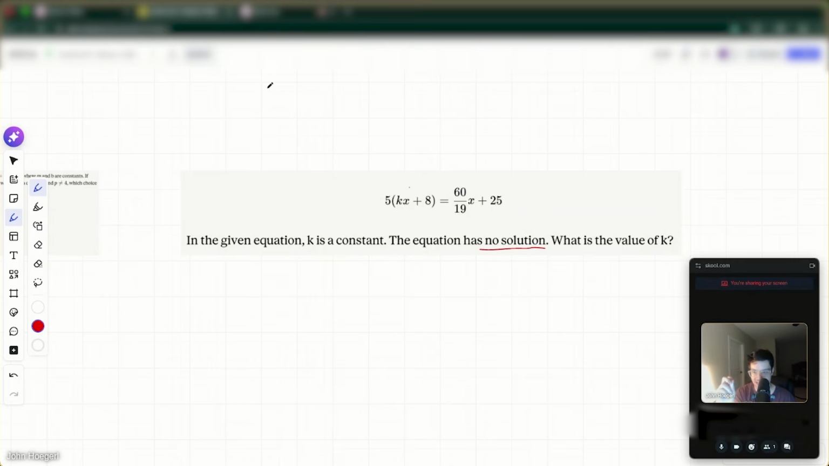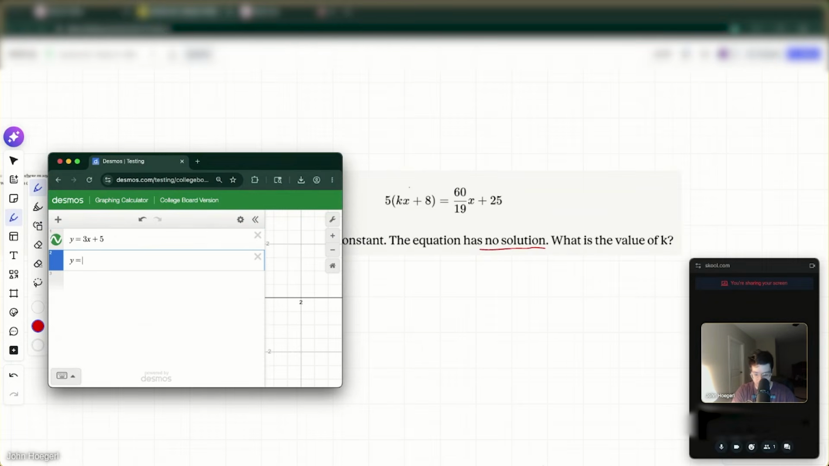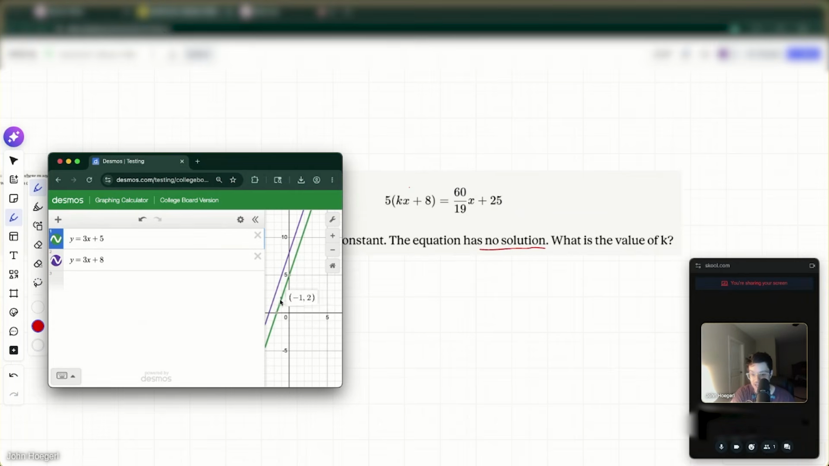Because if you think about what's really saying here, if I pull up Desmos, when you have no solution, as you probably know, it's something like this. You have like y is equal to 3x plus 5, and then like y is equal to 3x plus 8 or something. And it's essentially 2 lines where they never intersect each other a single time.